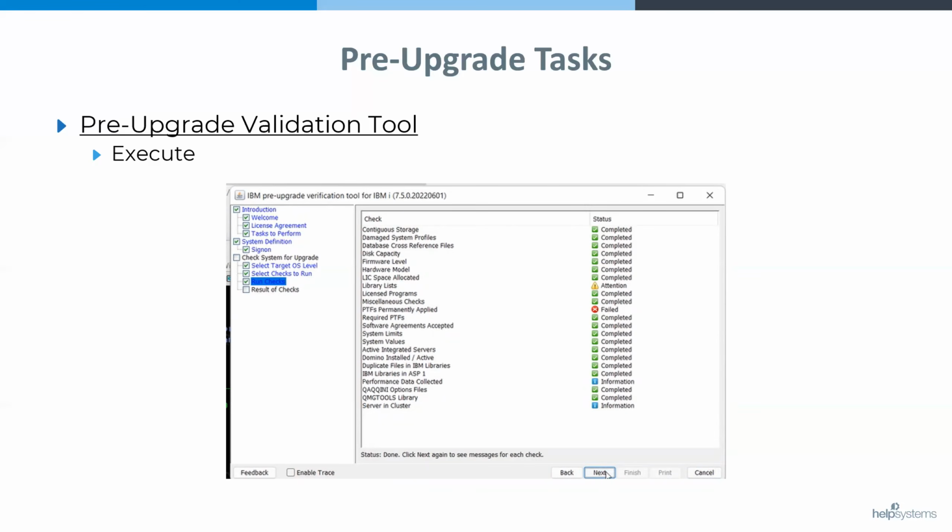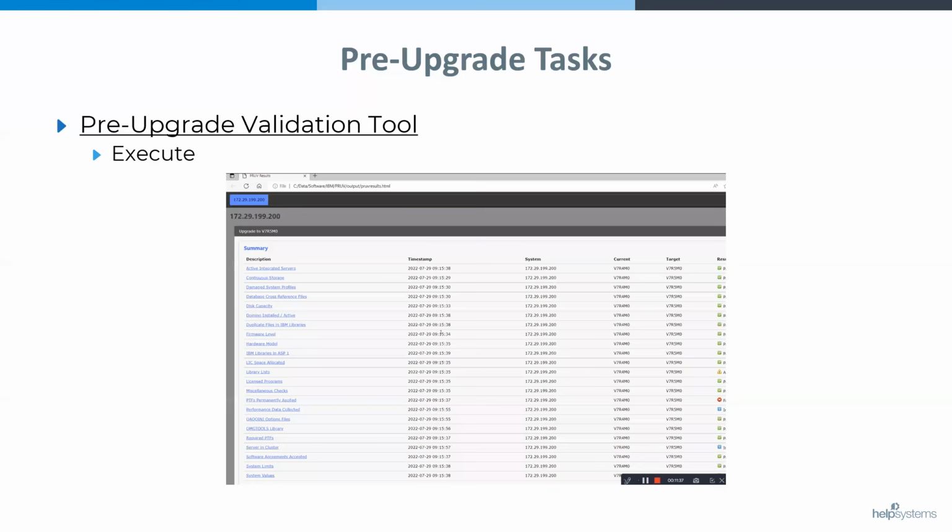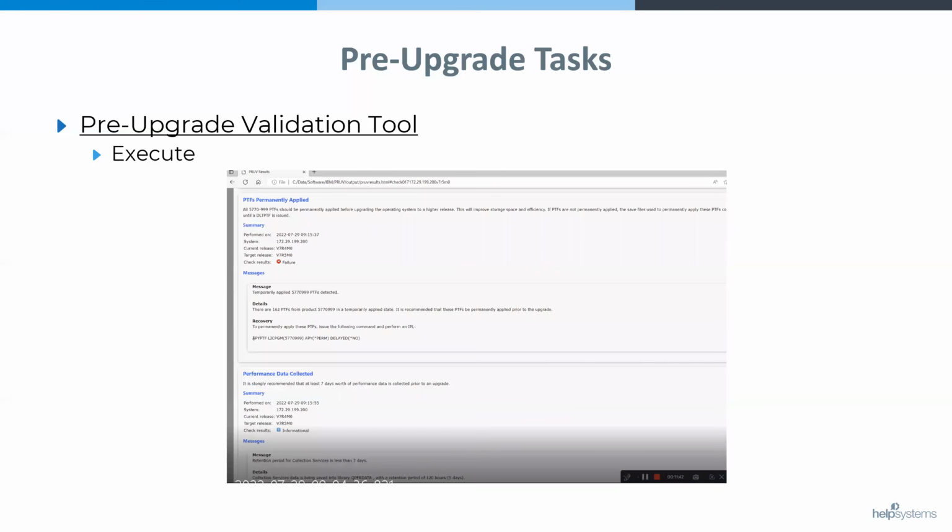We've got a whole bunch of green. We've got a yellow for library list, so there's a potential issue with library list, but we have a flat out fail with our PTFs not permanently applied. If you select next, this is the new output. You'll notice on the very far right-hand side, my screen kind of got chopped, but permanently applied PTFs is red. If you select the URL, it will give you the problem, as well as the recovery.